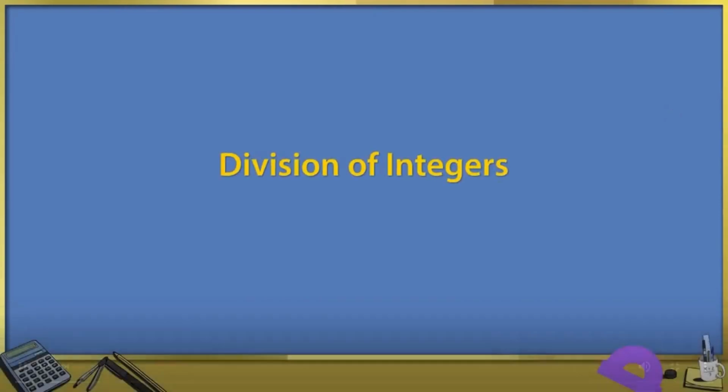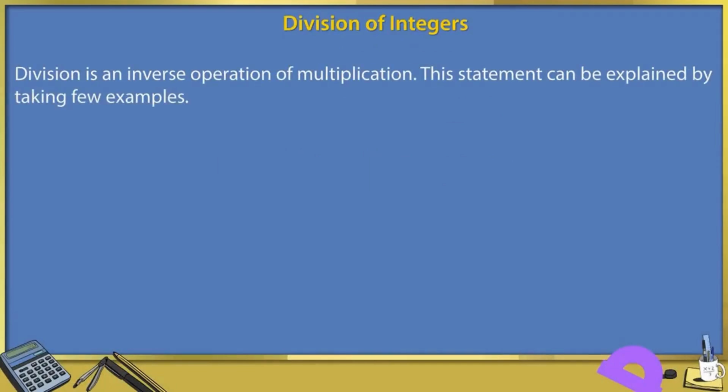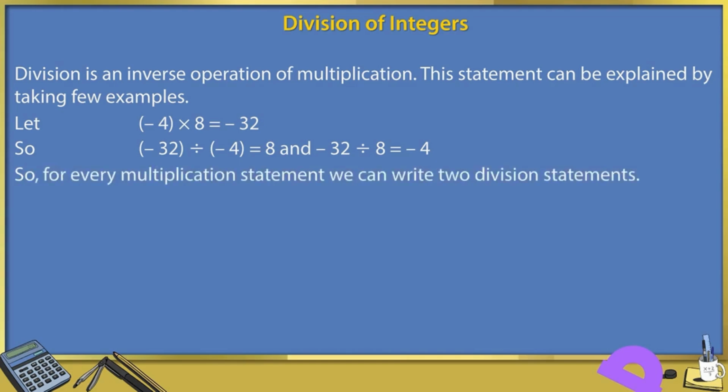Division of integers. Division is an inverse operation of multiplication. This statement can be explained by taking a few examples. Let (−4) × 8 is equal to −32. So, (−32) divided by (−4) is equal to 8 and −32 divided by 8 is equal to −4. So, for every multiplication statement, we can write two division statements.